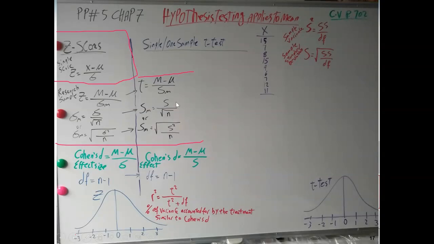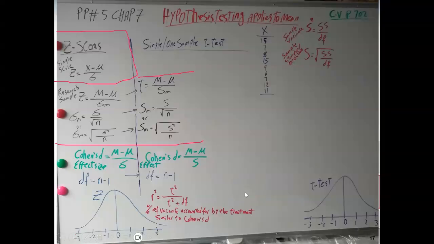Once you calculate the value of T, you square it. If it's 3, then it's 9. T squared is 9, and you put it on the bottom, 9 plus df. If you got 9 people, df is 8. What is R square? R square is the percentage of variance accounted for by the treatment, similar to Cohen's d.